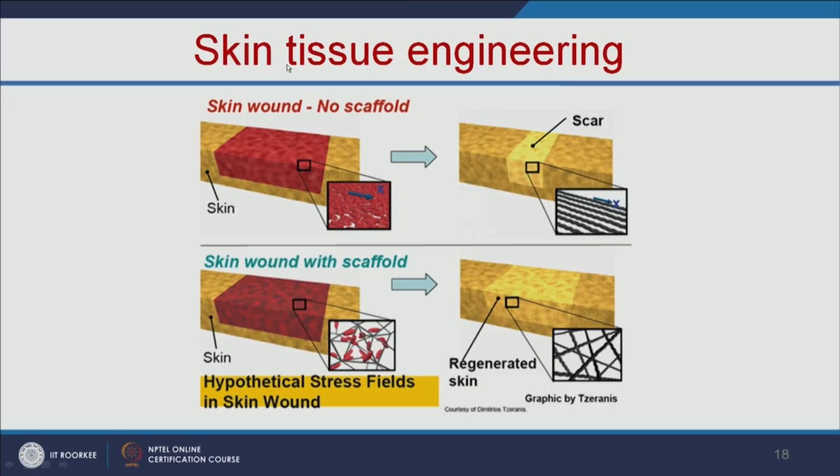So, let us see the example of skin tissue engineering. Suppose you have a wound on your skin and you are losing some of the cells on the skin. When the skin contracts, it forms a scar. But when you replace the damaged cells with a scaffold loaded with skin cells, it will regenerate the skin and there will not be any scar formation.